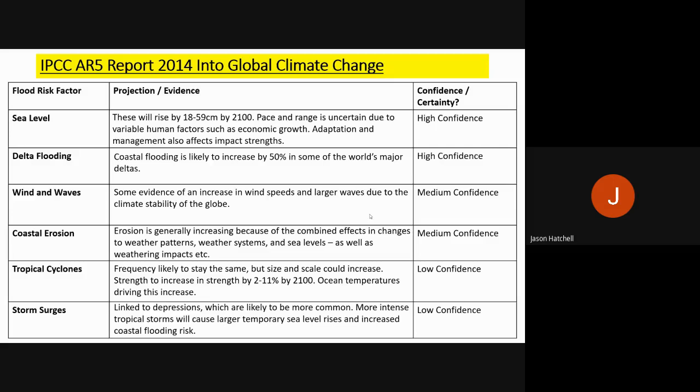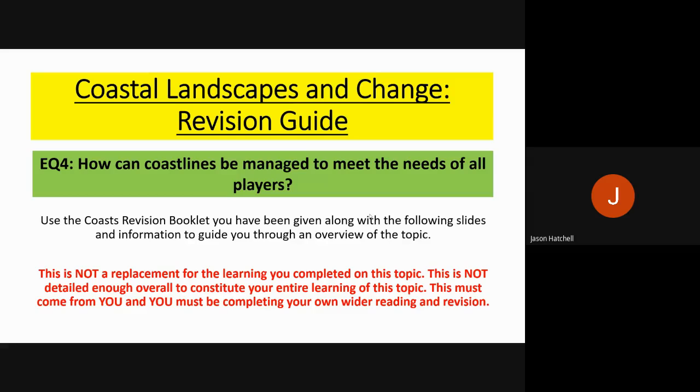So this slide is just a summary of the projections by the Intergovernmental Panel for Climate Change in 2014 of what might happen by 2100 in terms of the flood risk factors on the left. And that is all of EQ3 covered there in a brief manner.